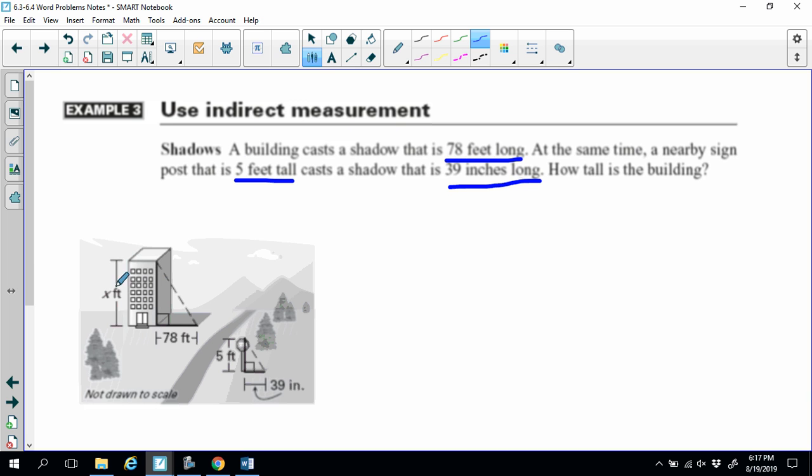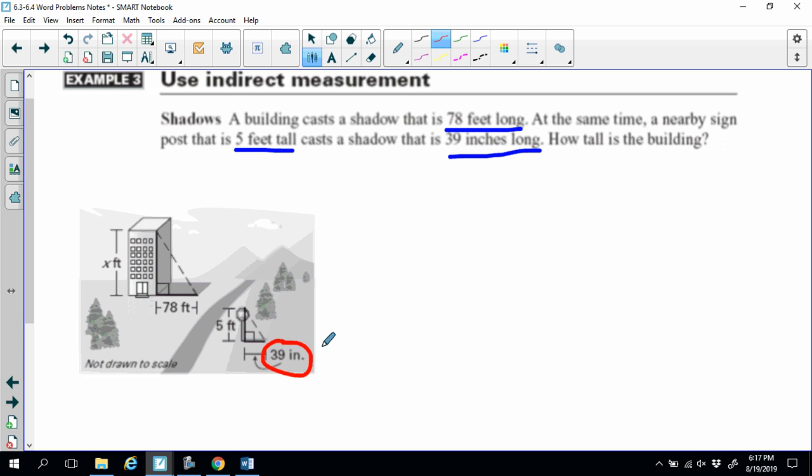So here they've already said X feet, that's the building. We're trying to find the height of it. The shadow of the building is 78 feet. And then for the sign it's 5 feet, and then the shadow's 39. Now if you notice the picture, we are in feet, feet, feet, but then the shadow of the sign is in inches. When you're doing this, you need to make sure that you convert your units to make sure that they're all the same. Now, because really 3 out of the 4 are feet, I'm going to convert my 39 inches into feet. So this will give me the correct answer.